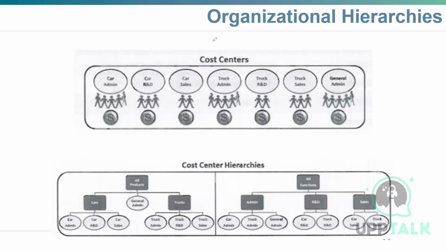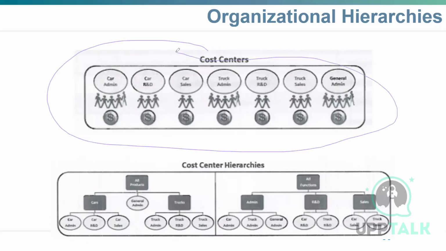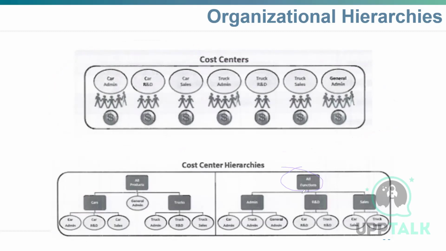Similarly, keeping in view the same number of cost centers and same type, it could be set up in a different way, where you have all your functions on the top, then you have your functional admin, function as R&D, function as sales, and under admin, you have your car, truck, and general admin. Under R&D, you have your car and truck R&D, and under sales, you have your car and truck sales.